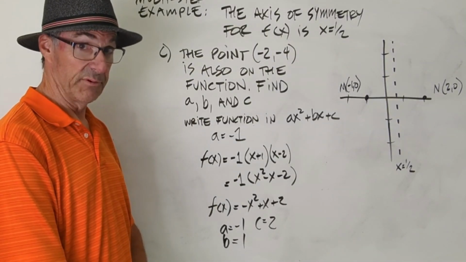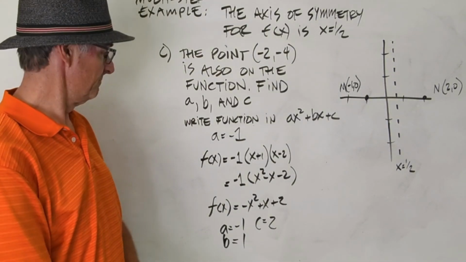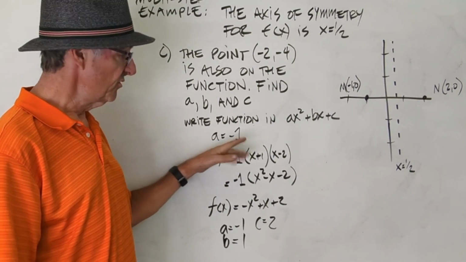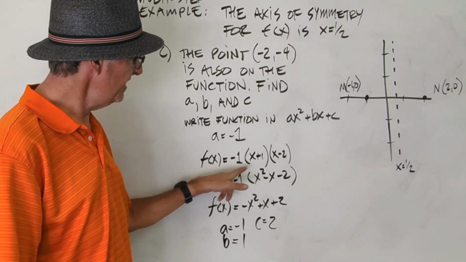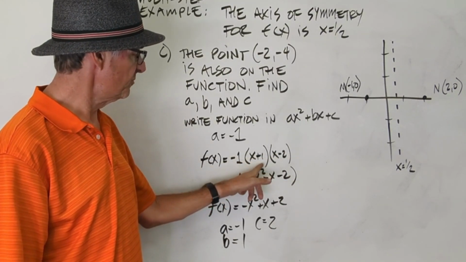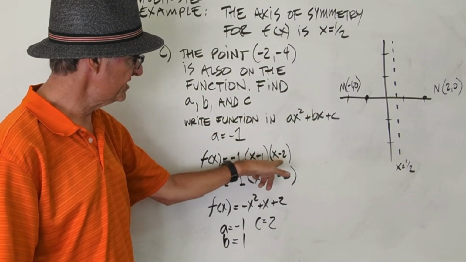Boy, this is a long problem. Let's finish it up. So here's what we got from our last step. We got a is -1. So now I just plugged my a into my intercept form. So this is just bringing my values from my intercept into intercept form.